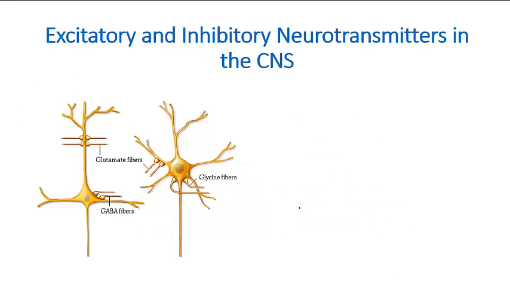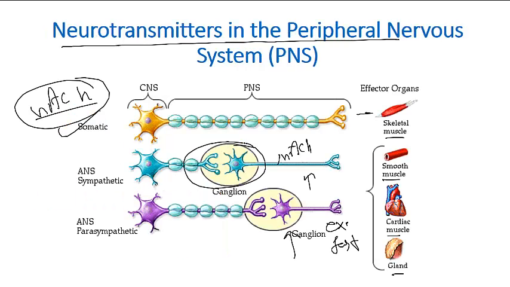Let's move to the next one. If we look at the sympathetic postganglionic neurons, they release norepinephrine. If we go back here, sympathetic postganglionic neurons release norepinephrine and they are adrenergic. Parasympathetic postganglionic neurons release acetylcholine, so they are cholinergic.